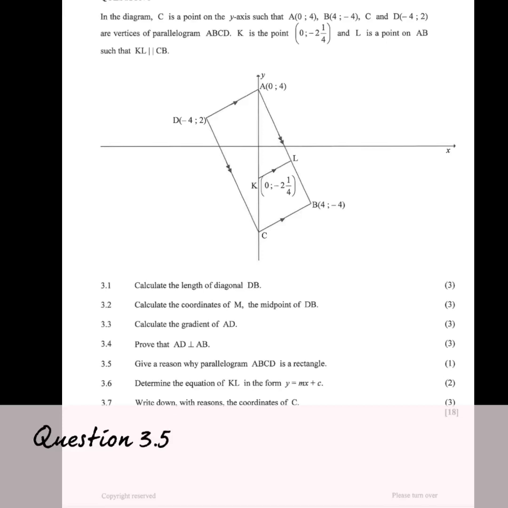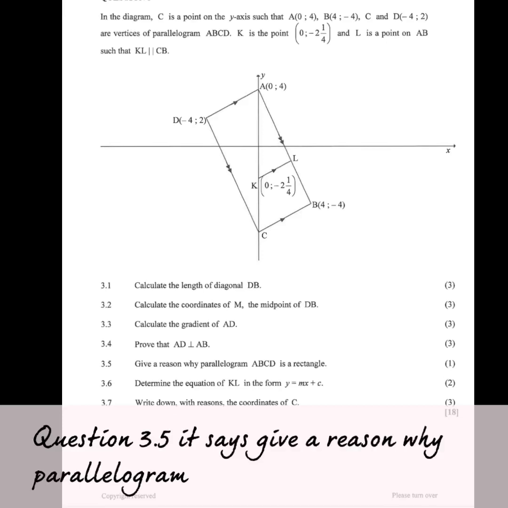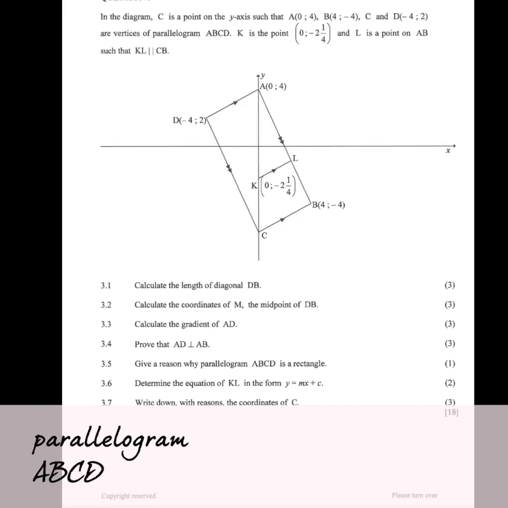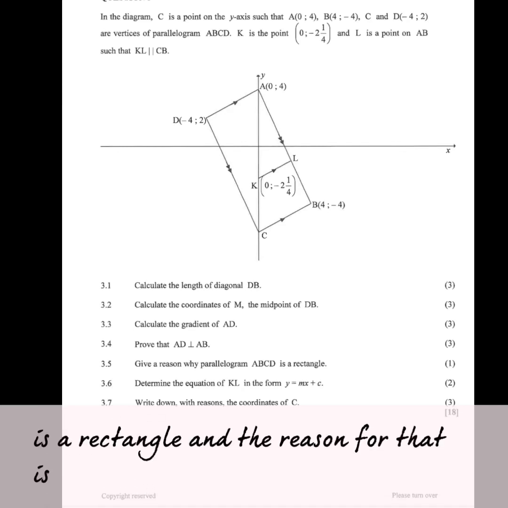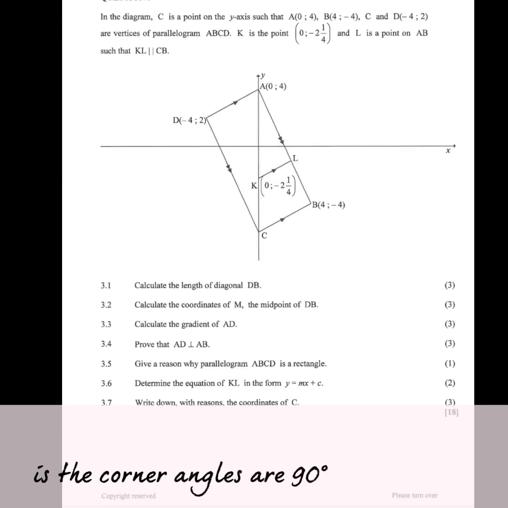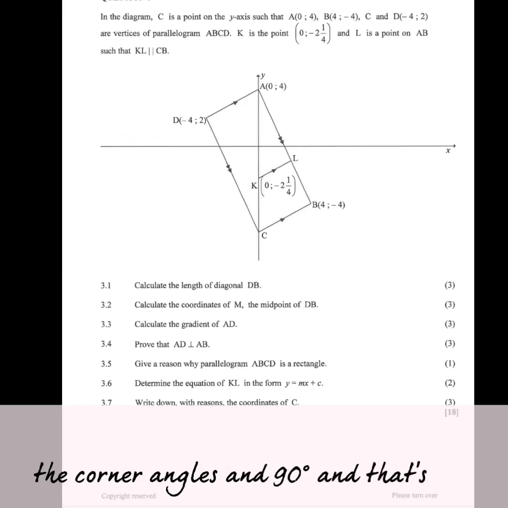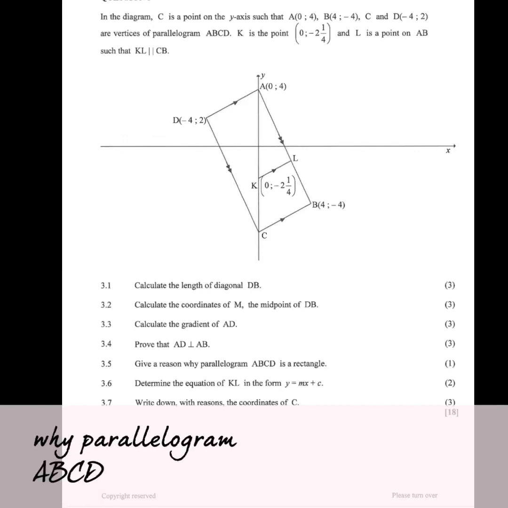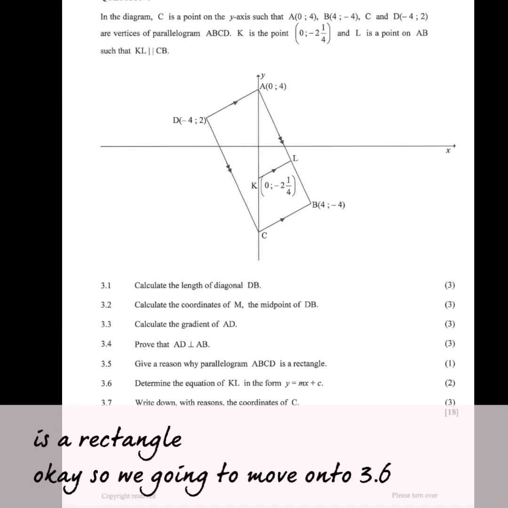Question 3.5 says, give a reason why parallelogram ABCD is a rectangle, and the reason for that is the corner angles are 90 degrees. So the corner angles are 90 degrees, and that's why parallelogram ABCD is a rectangle. Okay, so we're going to move on to 3.6.